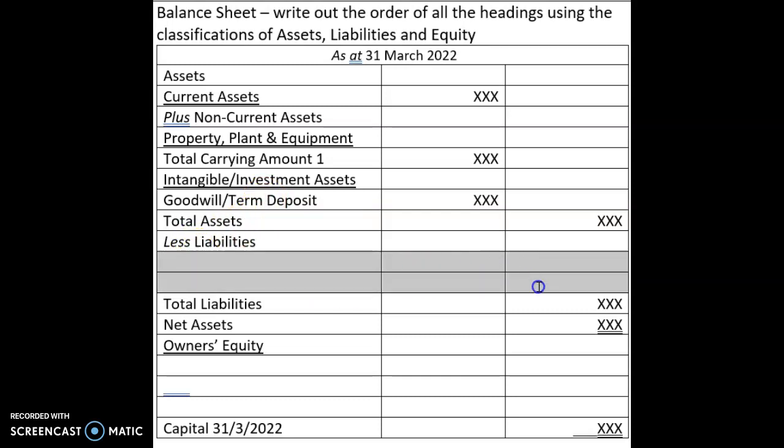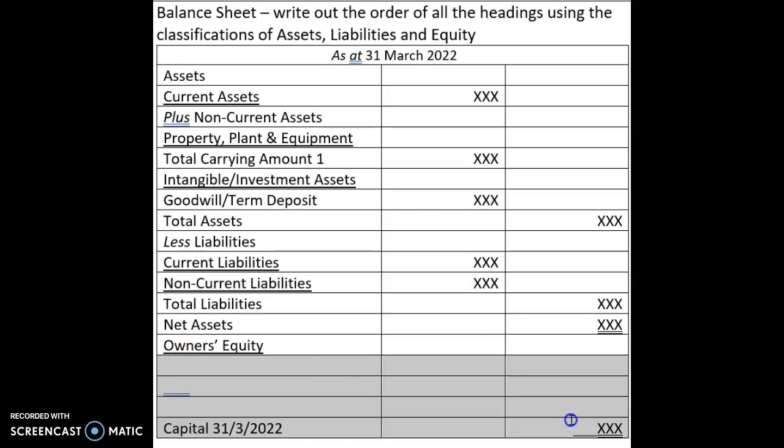Liabilities, 2 different types of liabilities, and you know what they are. Current and non-current gives us total liabilities. So our total assets minus total liabilities give our net assets. And owner's equity is opening capital, what we start with at the beginning of the year, plus our profit or minus our loss, and then take away our drawings, gives us closing capital, and those 2 balance.